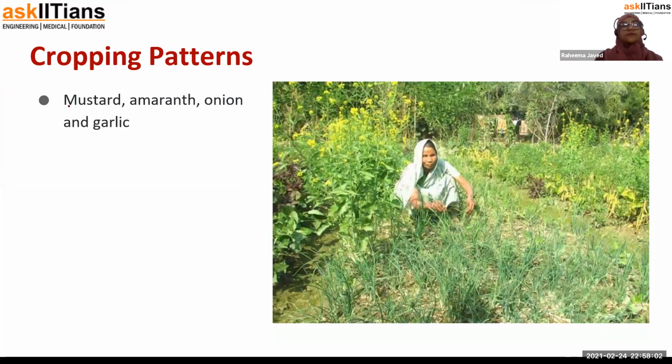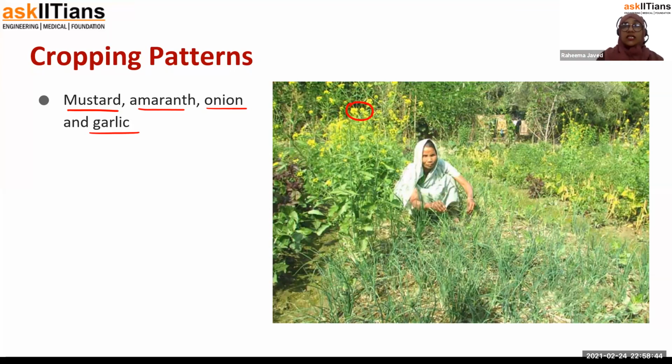In the next picture, you can see in the field, mustard, amaranth, onion, and garlic are grown. So mustard is this plant with these yellow flowers, you can see. One more thing that you can observe in these pictures is that there is no particular pattern in the growth of the crop. The crops are present in a particular place only, they are covering a specific area, but there is no pattern. Why I'm saying this?